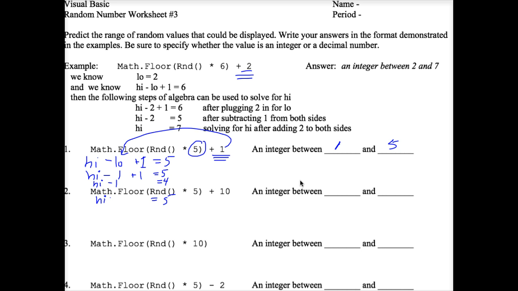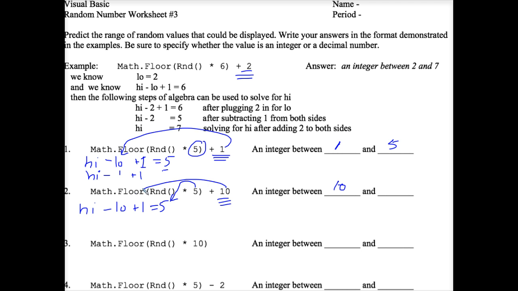Let's look at number 2 here on this worksheet because it looks a little bit trickier. On number 2, I'm given this finished equation. Well, this number right here is known to be the low, so 10 is the low. Plugging that into my formula, high minus low plus 1 equals 5. This 5 right here is the simplification of all that.